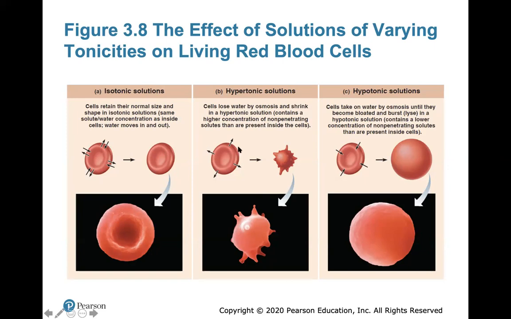However, if we put a red blood cell in a hypertonic solution, so in a solution that has a greater concentration surrounding it, because of osmosis, water will naturally travel into an area of higher concentration. So water will actually travel out of the cell into that hypertonic solution. And this causes the red blood cell to shrink. And we call that crenation.